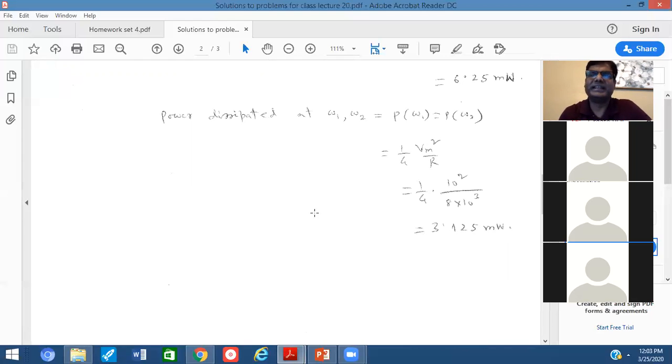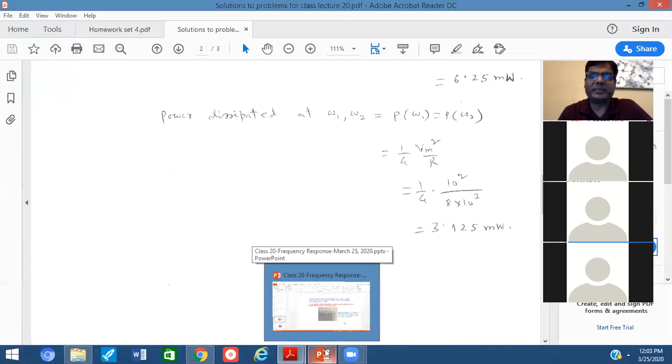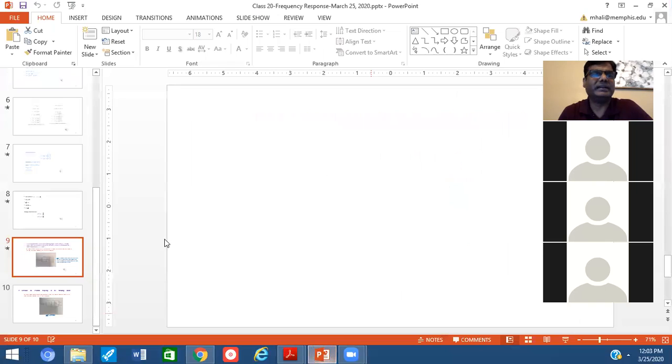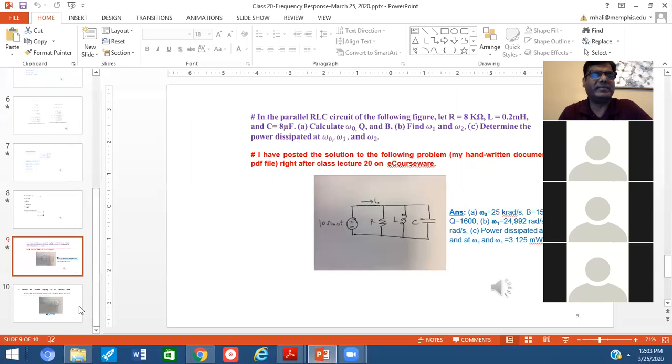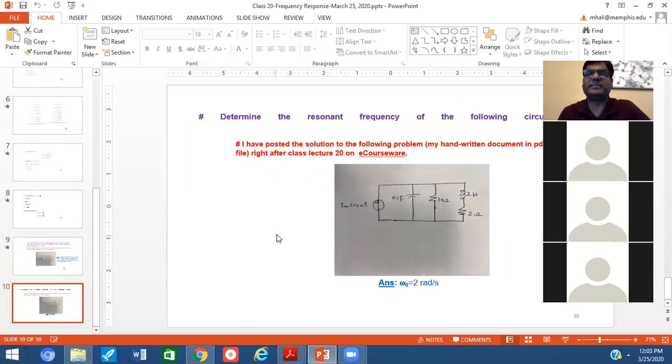Good. Okay, great. Now I am going to that PowerPoint file once again. The last slide of the PowerPoint file has another problem. Can you see the PowerPoint file now? Yep. Okay. So in this case, again, I have posted the solution, together in one PDF file, for this problem and the previous problem on eCourseHead.